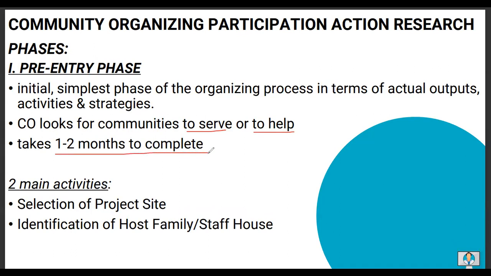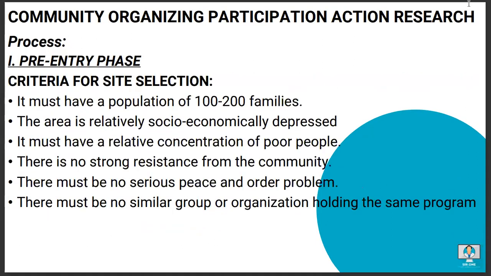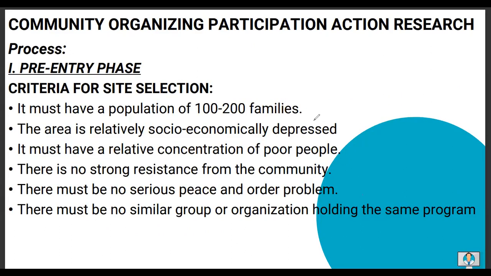And then we have the two main activities, the selection of the project site, o diba? You have to select area and then identification of host family and staff house. Diba? Kukunin po natin yan sa secondary data which is our data from barangays. So what are the criteria for selection? It must have a population of 100 to 200 families. For example, sa barangay na ito, sa amin, taga-Anaw po ako sa Kabagan, ilan ang families na nandito? Okay? So, it must be 100 to 200 families. Ang dami, di ba? Kaya nga, guys, group activity ito. Not just one section. Pwede yung buong section ay magtatrabaho sa isang barangay o isang area.